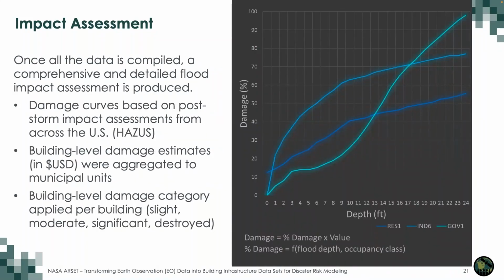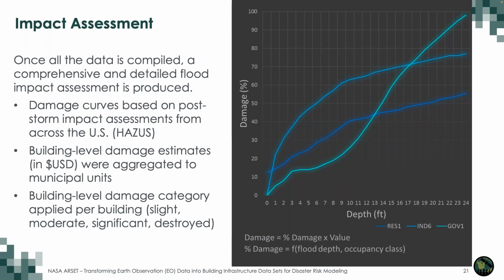We then use the HAZUS flood model damage curves. So HAZUS operates inside of Esri's ArcGIS software to do the analysis, but because we were working with millions of building footprints, we actually extracted the flood curves from the HAZUS model and ran it separately in a Python script. It worked much faster for that many building footprints.